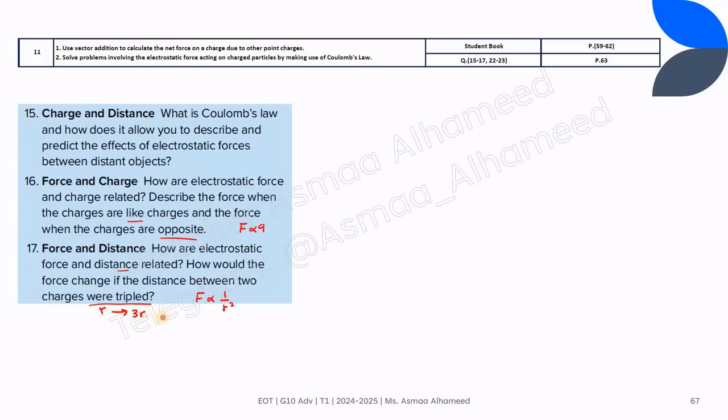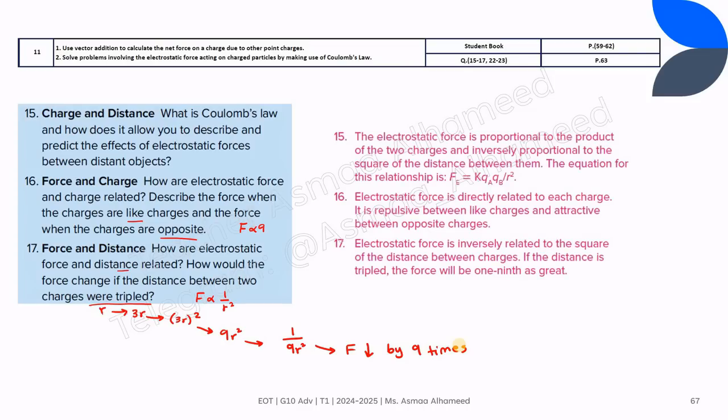So the 3r, you will put them in the square, so you get 3r squared. Now how much do you get? You get 9r squared, and this is in the denominator, so you have 9r squared. This means that the force will decrease by 9 times. We said that if r increases, the distance increases, it means the force will decrease, and if it decreases, the force will increase. Here are the answers.